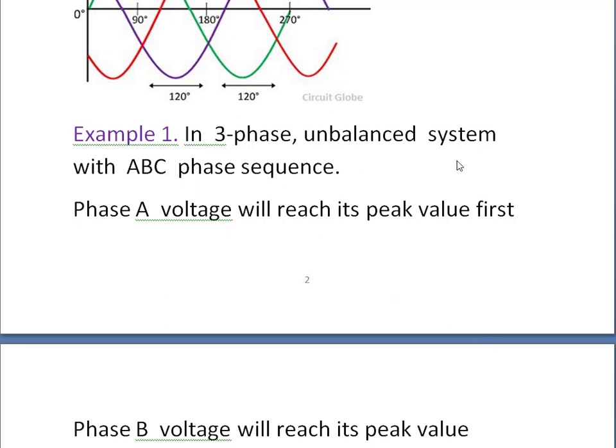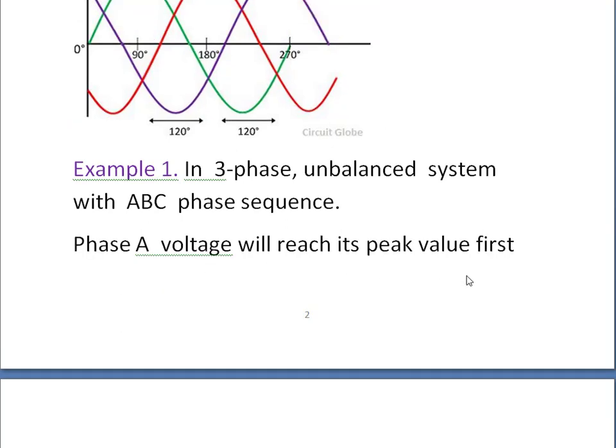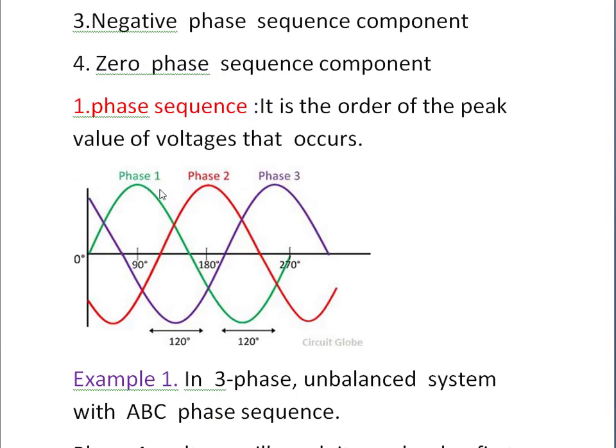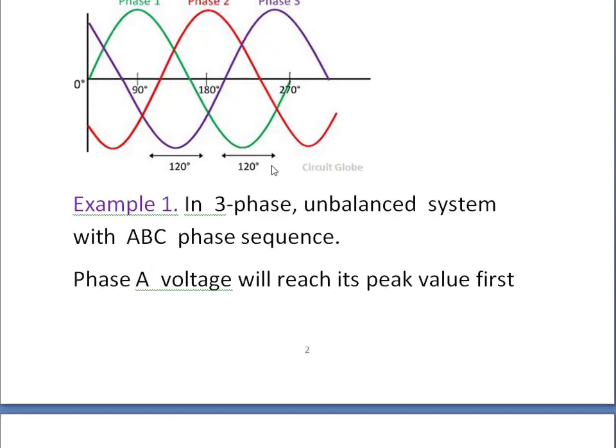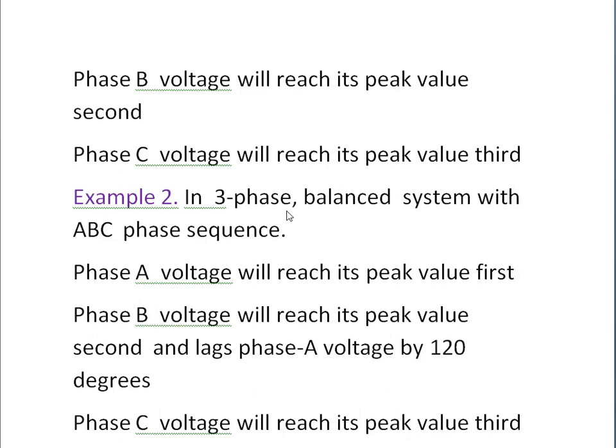In a three-phase unbalanced system with the ABC phase sequence, we can say phase A voltage will reach its peak value first, then phase B will reach its peak value next, then phase C will reach its peak value. And in case of a balanced system, phase A will lead phase B by 120 degrees, whereas phase B will lead phase C by 120 degrees.